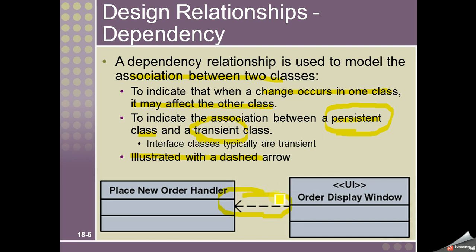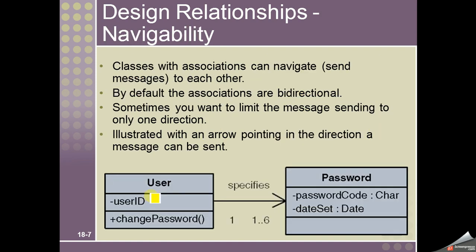So we have modeled it as a dashed relationship. A change in this will have some impact on this class. When a user has ordered some products from the order display window, this information will be put in the new order. So it has some dependency. This class depends on this class.